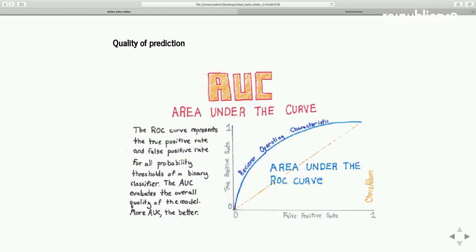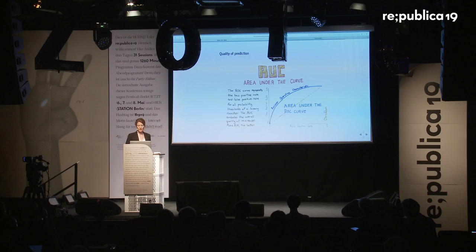And for all probability thresholds, it's actually not important what this is at the moment, for all probability thresholds of binary classifiers. We have this binary classifier, yes or no, the campaign was successful. And then the AUC evaluates the overall quality of the model. Important for us to know is the more AUC, the better. So the higher it is, the better.